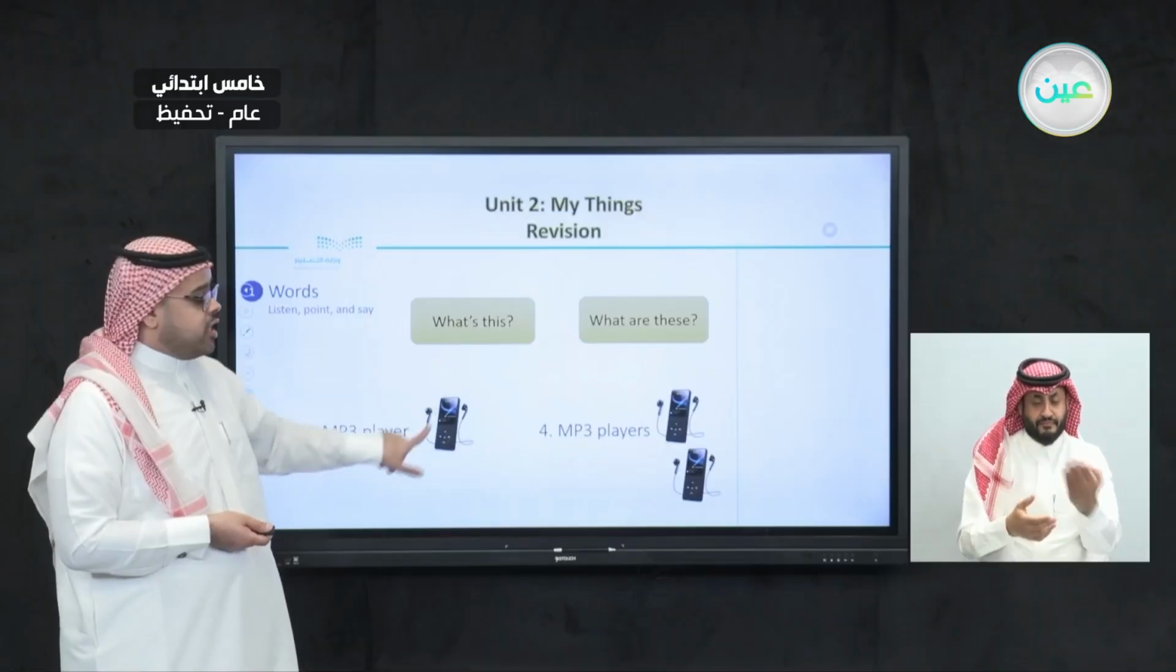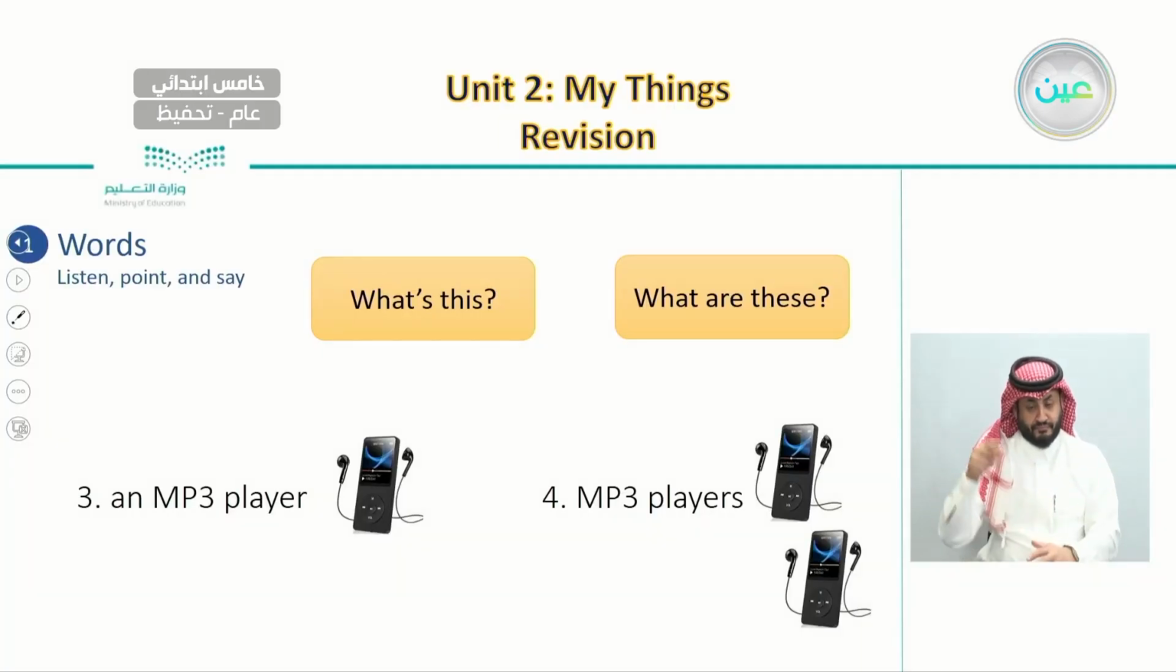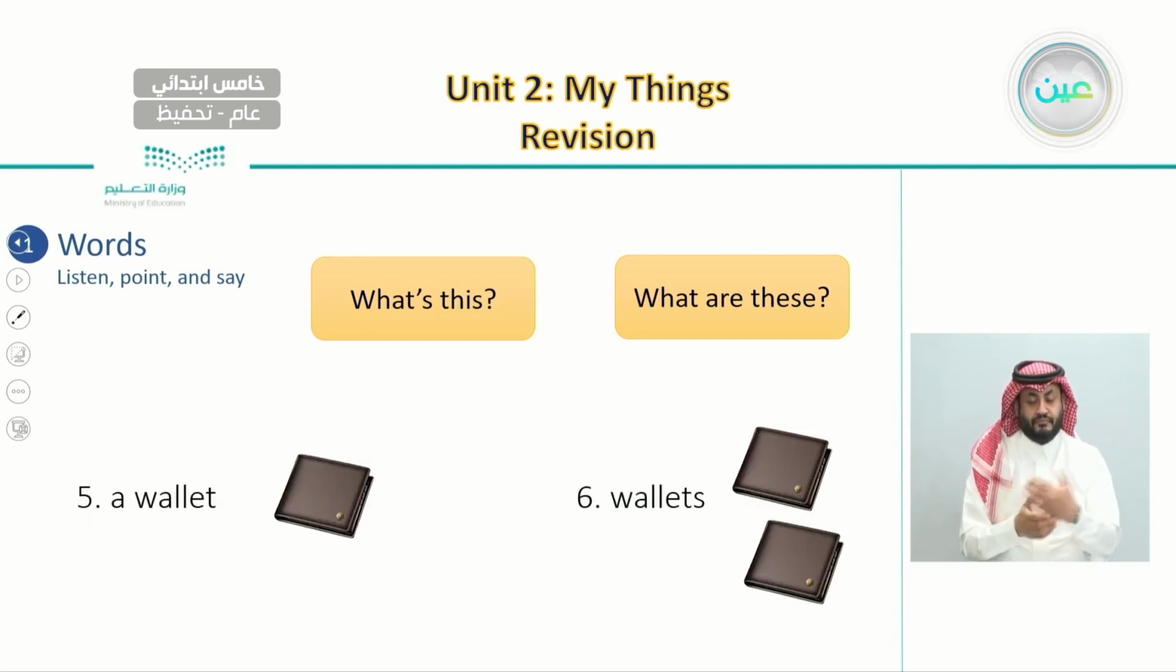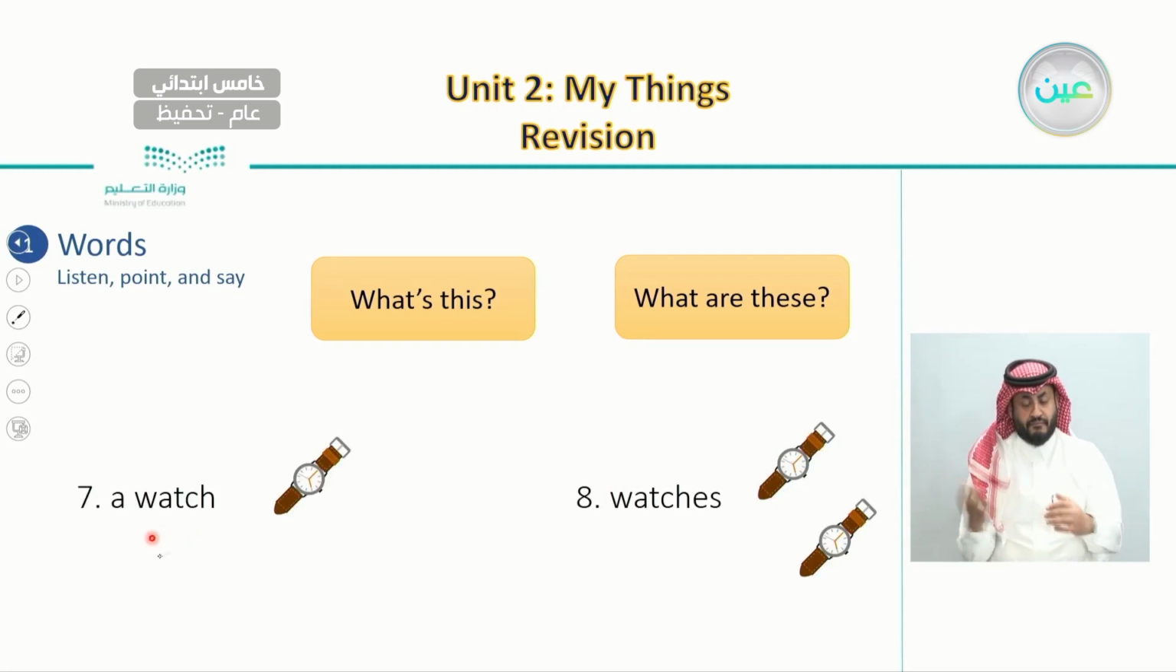And we did similar examples with MP3 players. What is this? It is an MP3 player. What are these? They are MP3 players. And here, what is this? It's a wallet. And what are these? They are wallets. And also another example, what is this? It's a watch. And what are these?